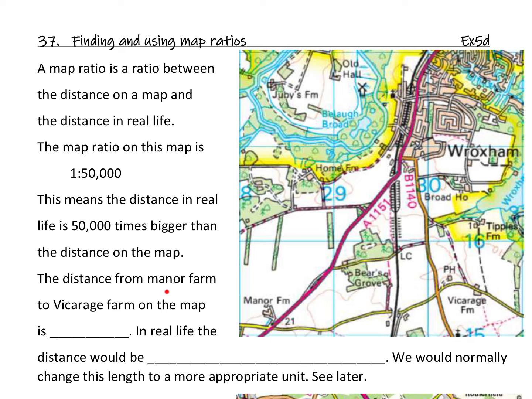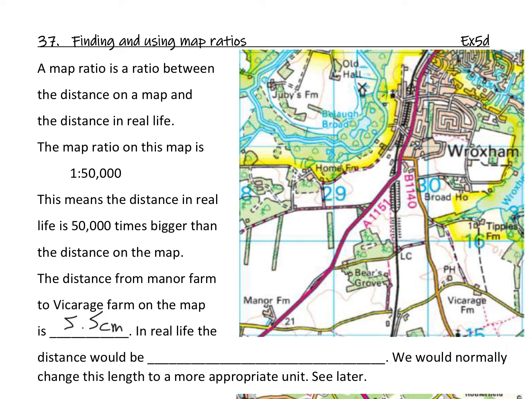The distance from Manor Farm, which we can find is here, to Vicarage Farm on the map, which is over here, is, if you measure it with a ruler, 5.5 centimeters.